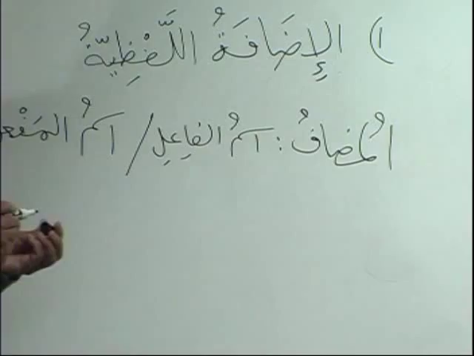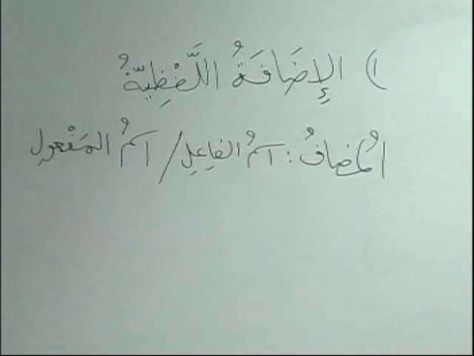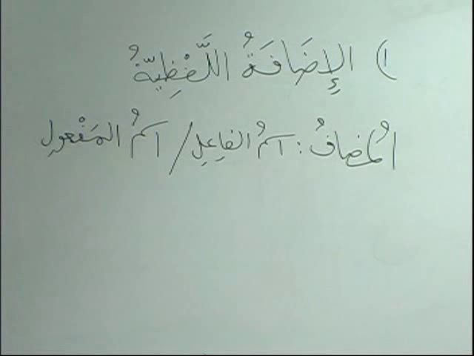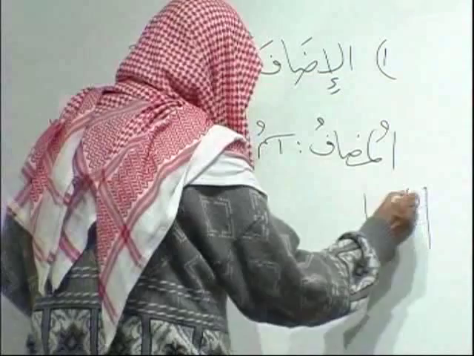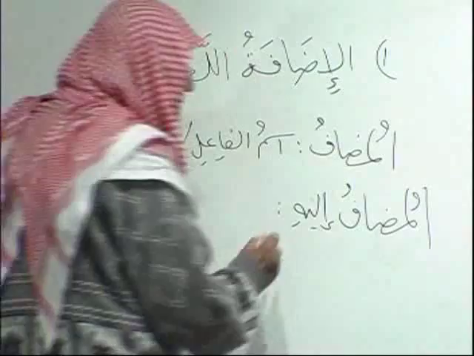Besides ism al-fa'il and ism al-maf'ul, there is something called sifat al-mushabbaha. It is also like ism al-fa'il. I don't want to go into the details of that. But it's what looks like an ism al-fa'il. So al-mudaf should be ism al-fa'il or ism al-maf'ul, and al-mudaf ilayh should be its marfu'.